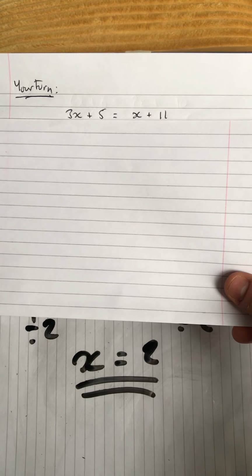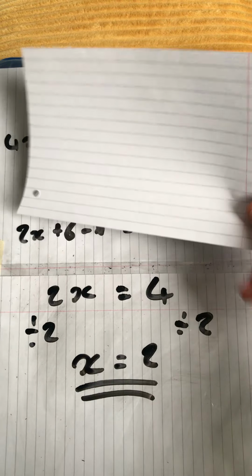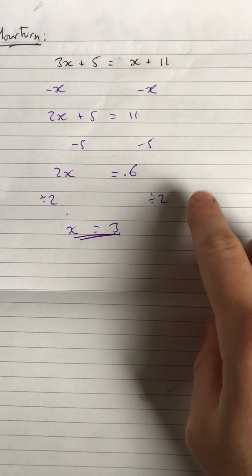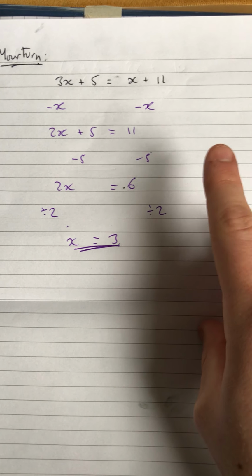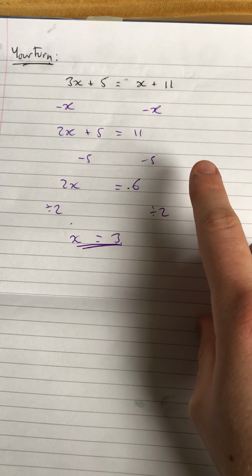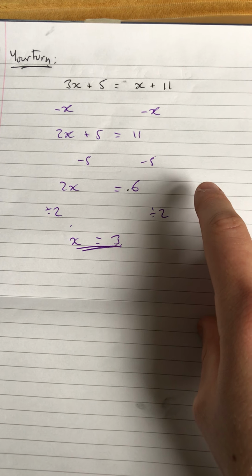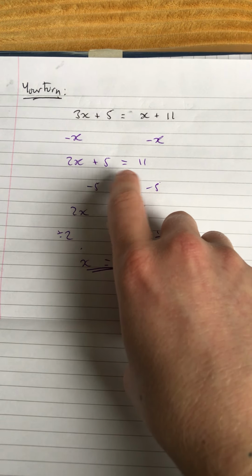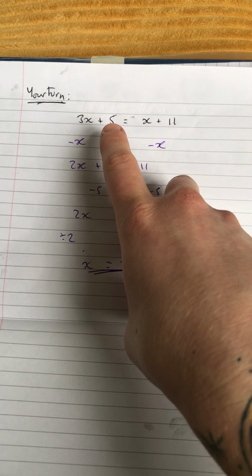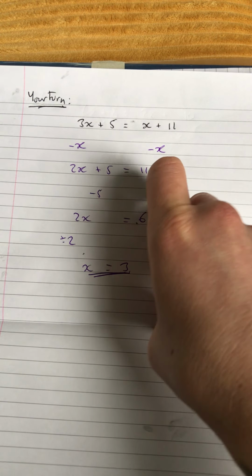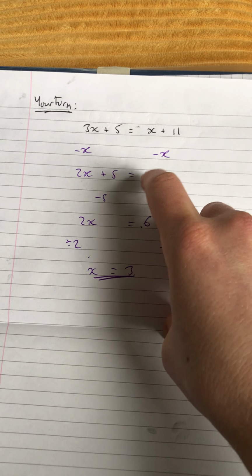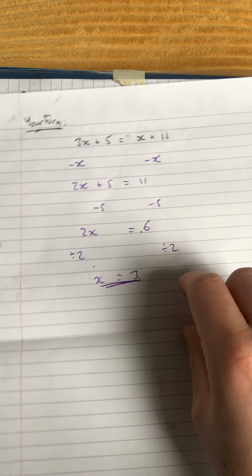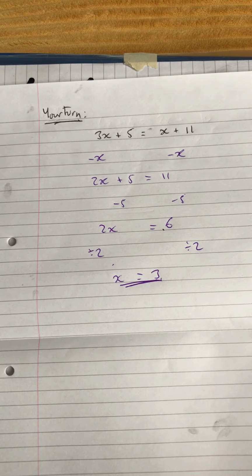Okay, guys, you should have paused this video now. So here is the solution. You'll recognise, again, I've just missed out those steps where I have to collect the like terms. So instead of writing 3x plus 5 take x is equal to x plus 11 take x, I've gone straight down to 2x plus 5 and 11, because 3x plus 5 take x is 2x plus 5. X plus 11 take x is 11. They cancel out, okay? And then we just solve it as a normal equation.